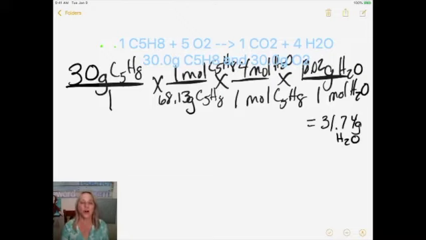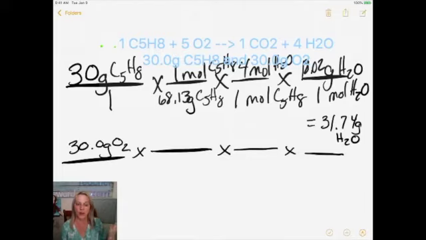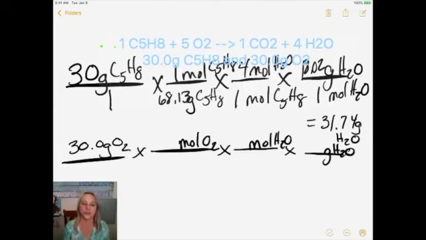Now I need to do the same for our second reactant, which is oxygen. We have 30 grams of oxygen, and we need to convert that into grams of water also. So again, going across the top, converting based on what we have. We know we can go from grams of oxygen to mole of oxygen, and then we can go to mole of H2O, and then we can go to grams of H2O. Now on our denominator, we're going to use the units that we want to cancel out. So I want to cancel out grams of oxygen, mole of oxygen, and mole of H2O.